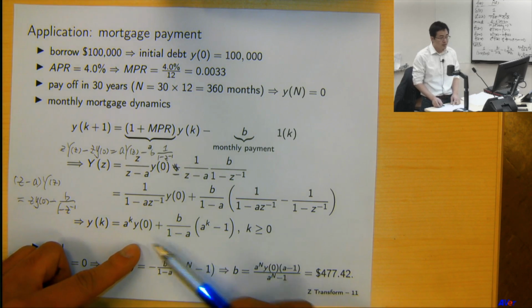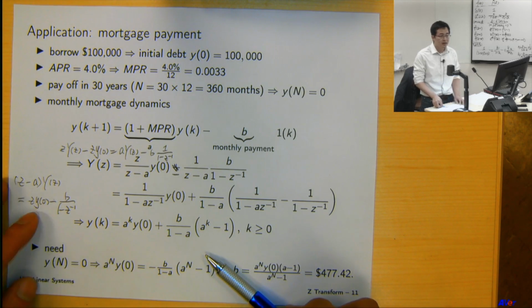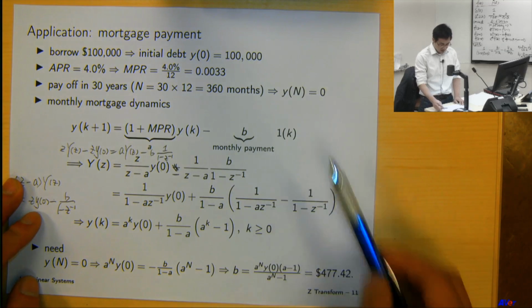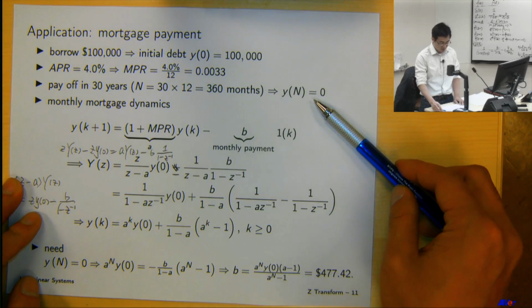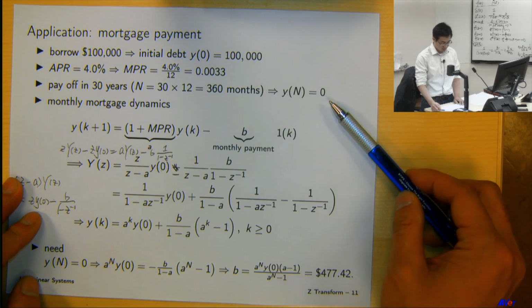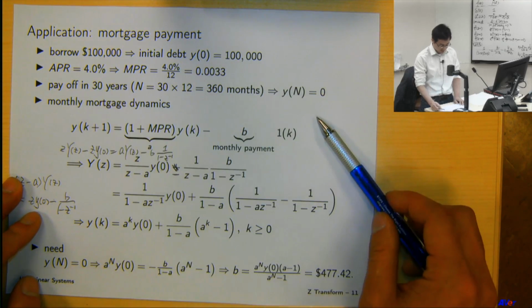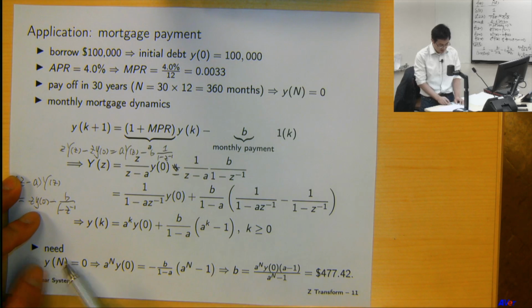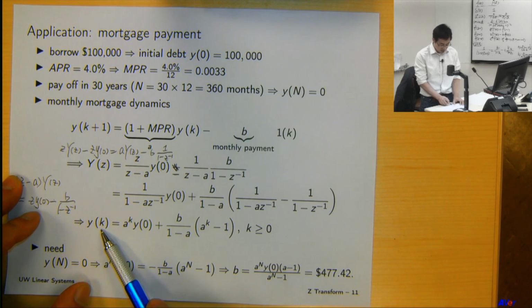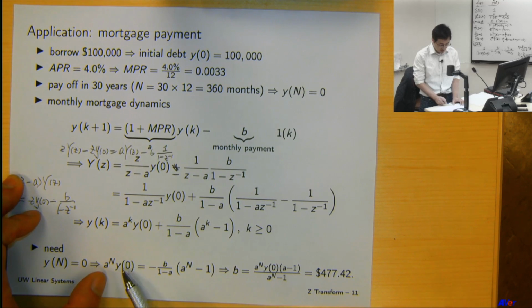So now let's make some sense out of the formula by trying to see whether we can achieve zero debt at the 30 years mark. We want y of n to be 0. So we let k equal to n. It's going to be a to the n y0. So this whole thing needs to be 0. So this should be equal to negative b over 1 minus a times a to the n minus 1.